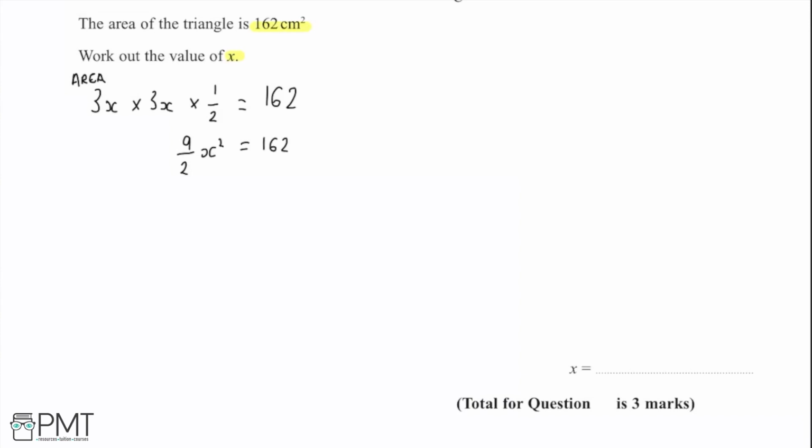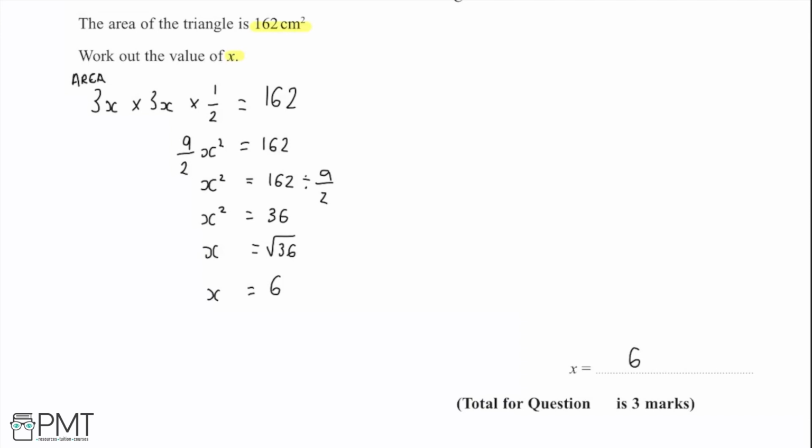If we then go on, we want to solve for x. So if we divide both sides by 9 over 2, x squared is 162 divided by 9 over 2, and that gives us an answer of x squared being equal to 36. So x is going to be equal to the square root of 36. We know x must be positive because it's a side length. 3x is a side length, so x needs to be positive. We can't have negative side lengths. So x is going to be equal to positive 6 in this instance.